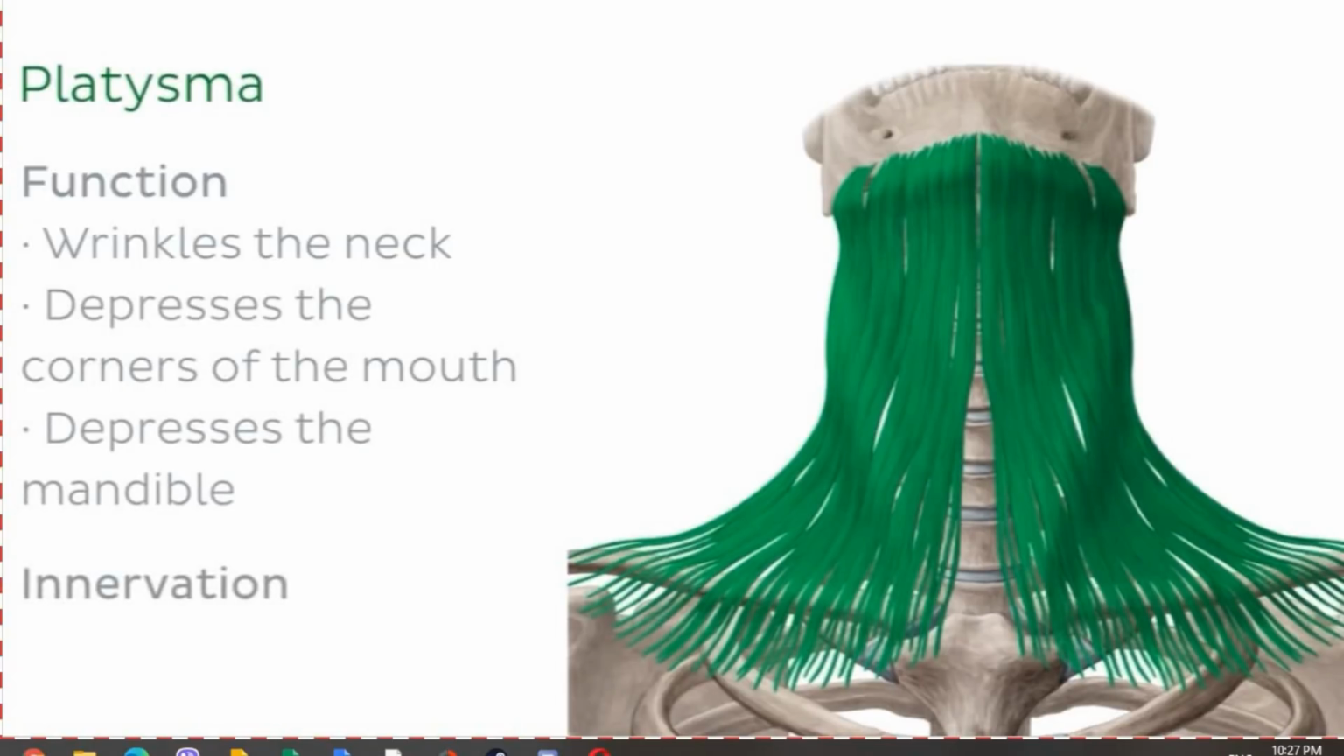It is innervated by the 7th cranial nerve, the facial nerve. As we age and the skin increasingly loses its elasticity, the inner faces of the platysma form 2 longitudinal wrinkles on the neck.